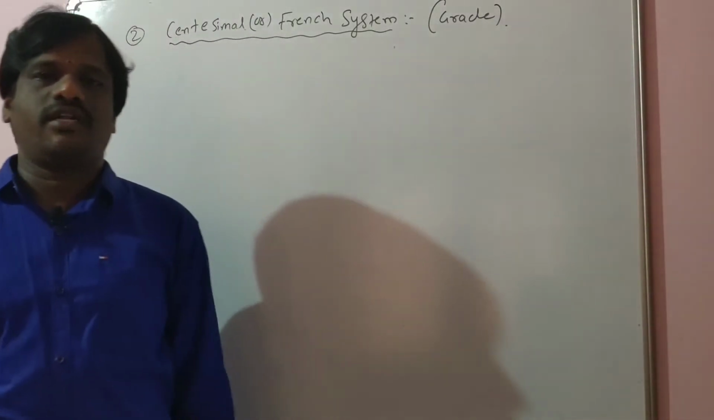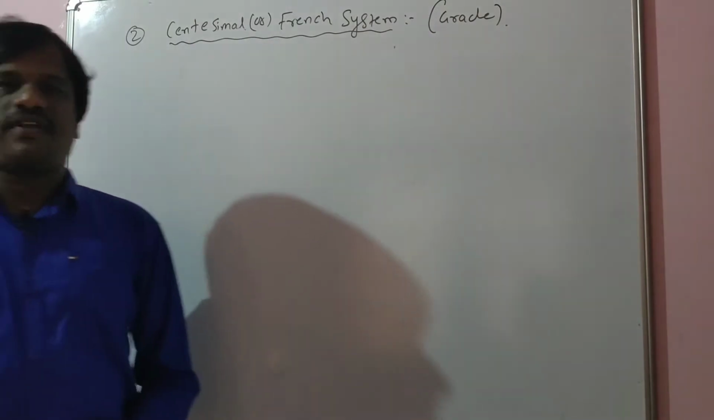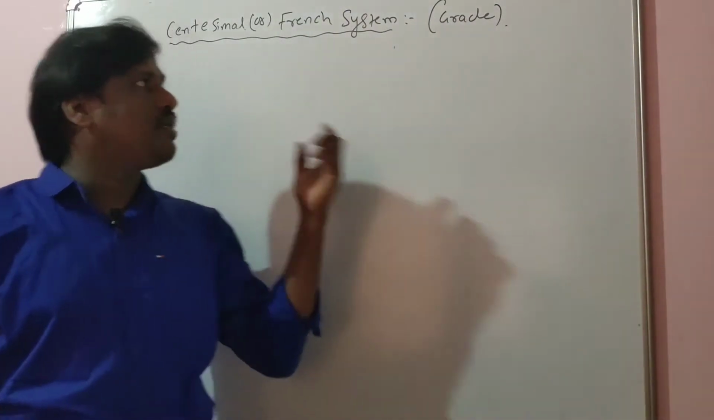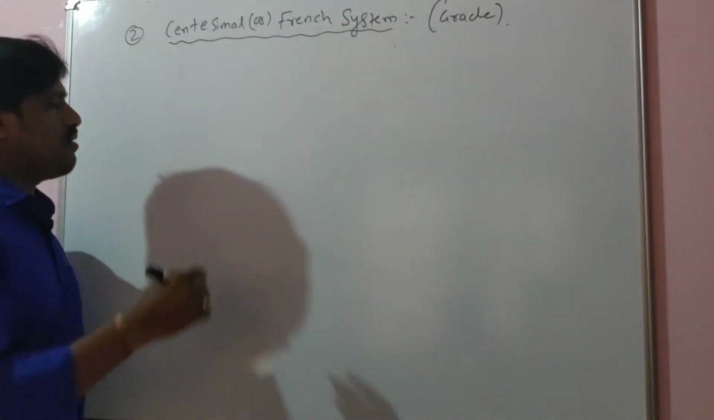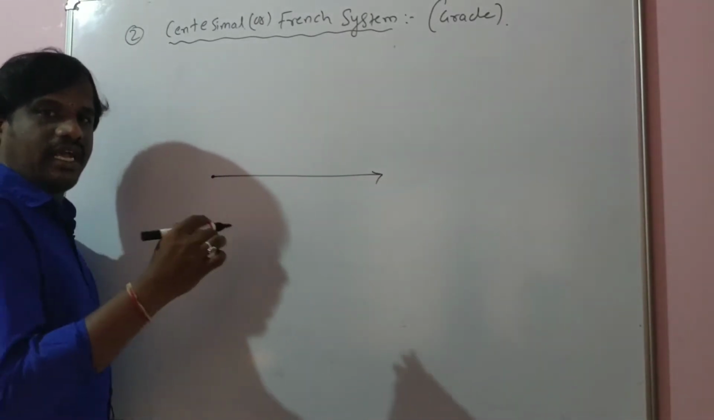Let us start today's lecture on trigonometry. Day 3 we have started. Now here we are going to learn about the French system. Before, you have learned the British system and degree, and now you are going to learn the centesimal or French system. In this system, angle is measured in grades.